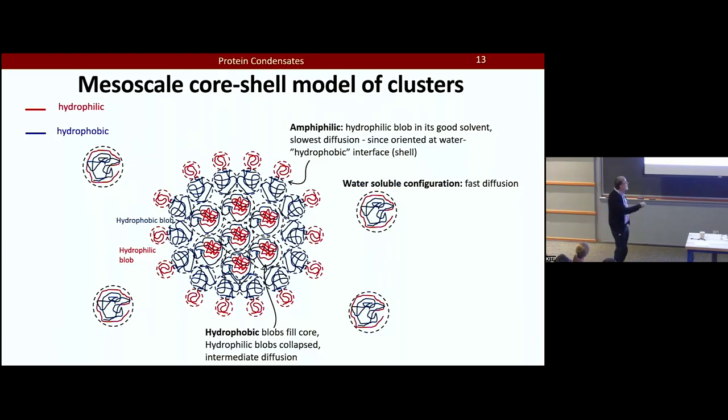At the interface, we suppose, you have this amphiphilic conformation, and that we associate with the slow time scale. Why? Because these are rotational diffusion constants.